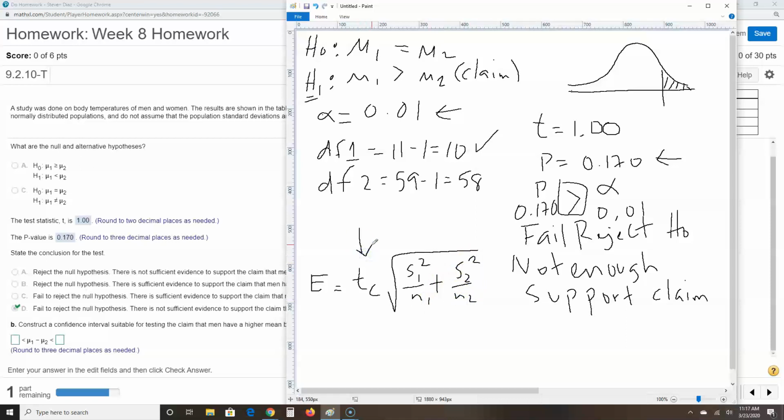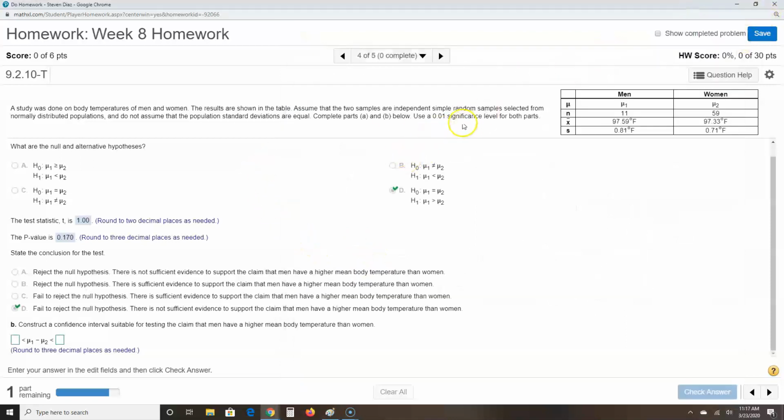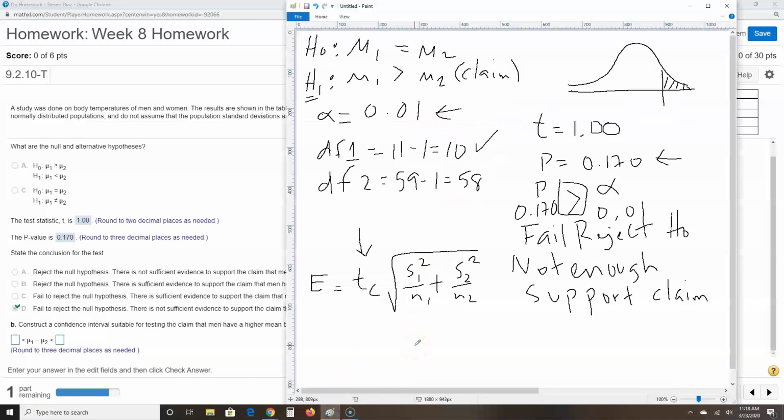How do we find TC? Well, I need to know the confidence level. The only thing I have here is that it says to use a 0.01 significance level. So to find the confidence level, the C, you're going to do 1 minus 2 alpha. Who is alpha? We already know, 0.01. You can see it from up here. So this is 1 minus 2 times 0.01. When you work this out, you're going to get 0.98. That's my confidence level.